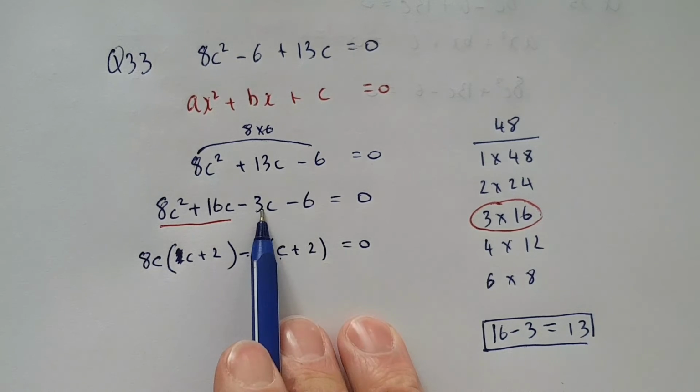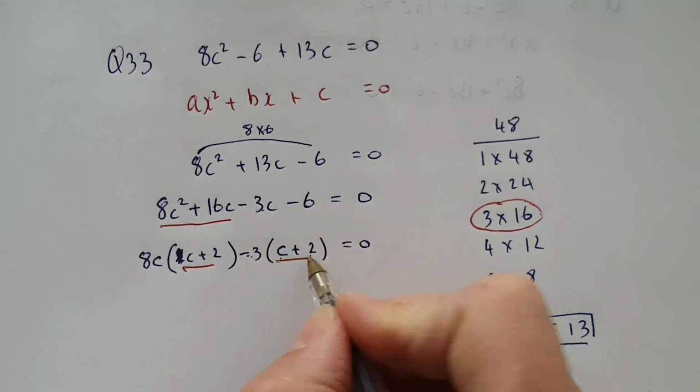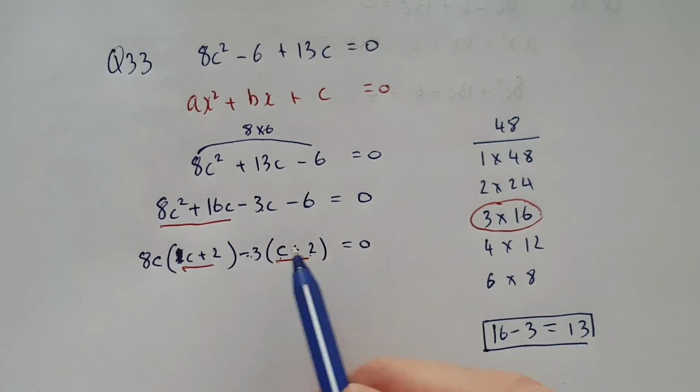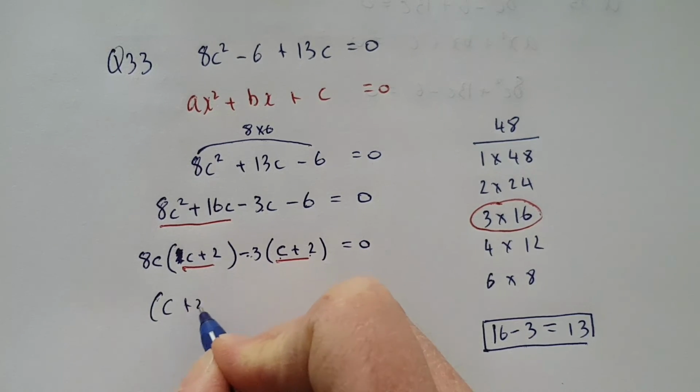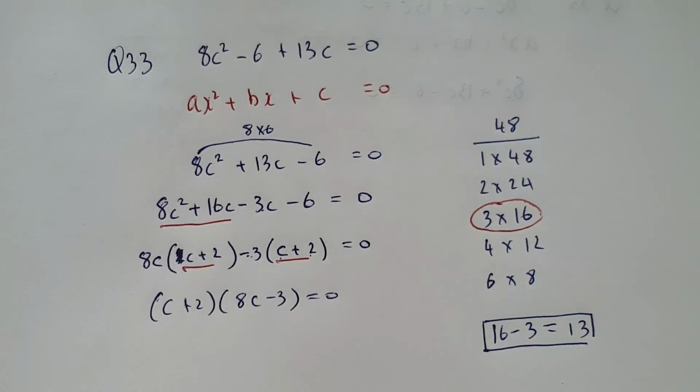Now let's just check that. Minus 3 by c gives minus 3c. Minus 3 by plus 2 gives minus 6. So that's correct. And now you can see that we have a common factor c plus 2 in the first term and the second term. So I'm going to factorise by c plus 2, leaving me with 8c minus 3 outside. So my two brackets are c plus 2 and 8c minus 3.